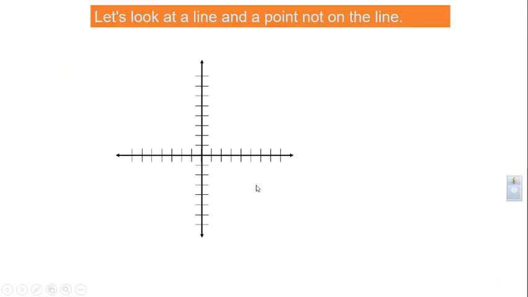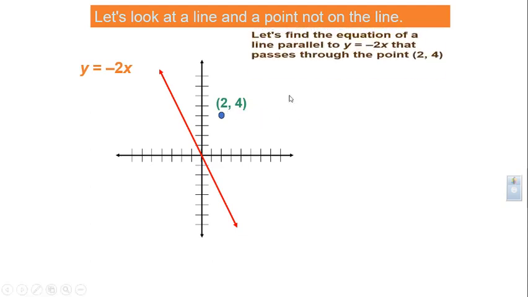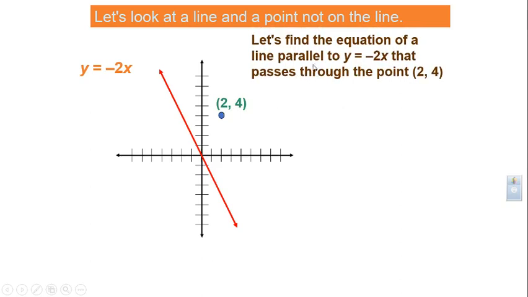Now, let's take a look at another example here. What if we want to find the equation of a line that is parallel or perpendicular to another line that we know? So here's our line and a point that's not on the line. The line has equation y equal -2x. So it passes through the origin and its slope is -2. And then this other point is 2, 4. What would be the equation of the line that is parallel to this given line, y equal to -2x, that passes through this point, 2, 4?